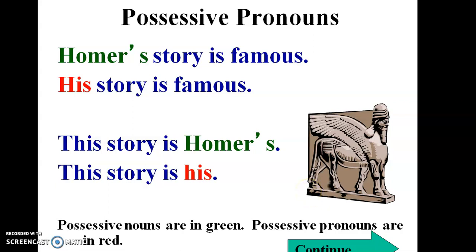Possessive nouns are in green and the possessive pronouns are in red. Possessive nouns are in green, Homer's, yes. And the possessive pronouns are in red. His, you can say they are the possessive pronouns. Homer's is in the first sentence, also in the second sentence, and you'll also see the possessive pronouns.